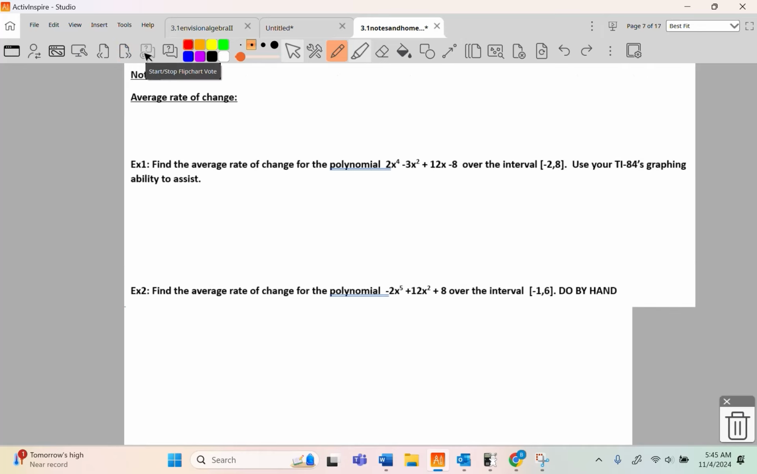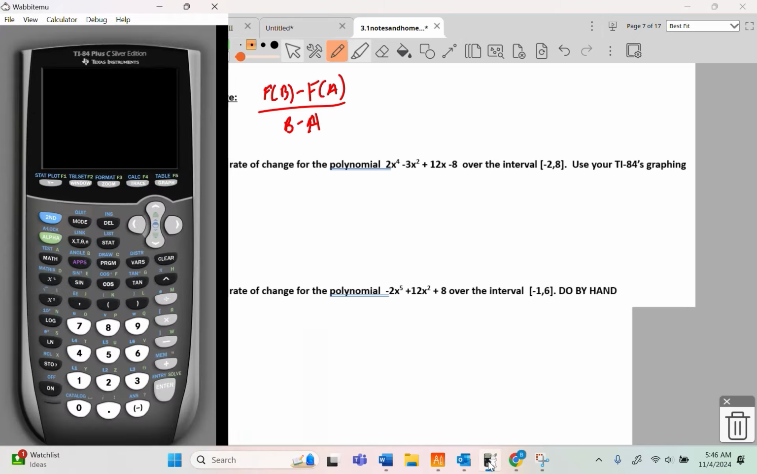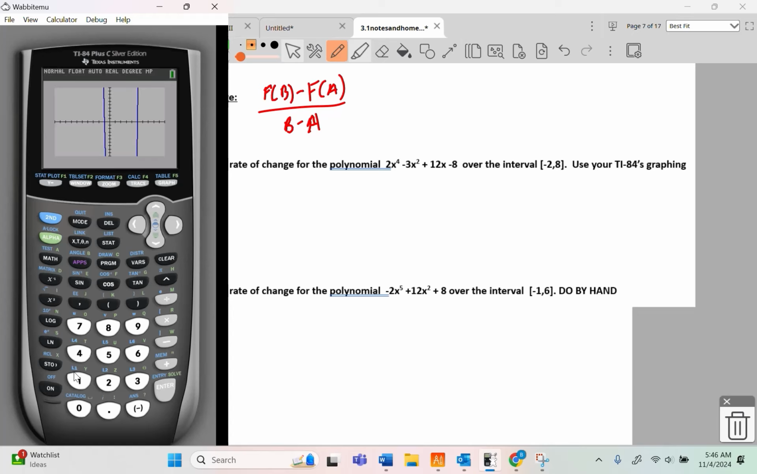Here we have our notes, our average rate of change. We have a formula for that. The average rate of change is just another way of doing slope, but the formula is f of b minus f of a, sitting pretty, over b minus a. Now in the first example, I'm going to let you use your TI-84's graphing ability to assist. So off to y equals. Feel free to play along.